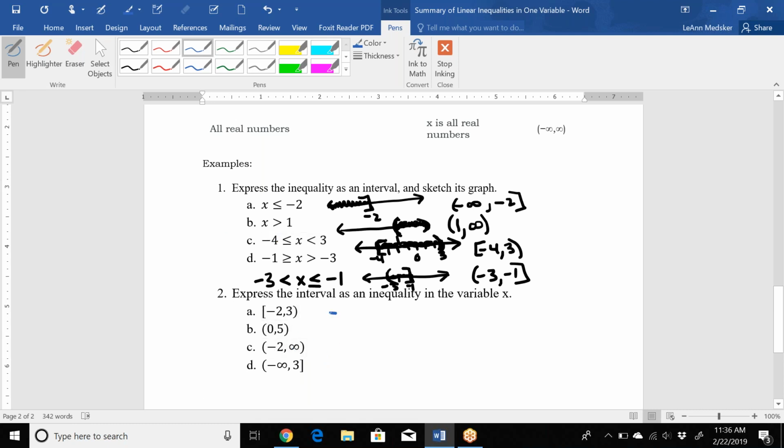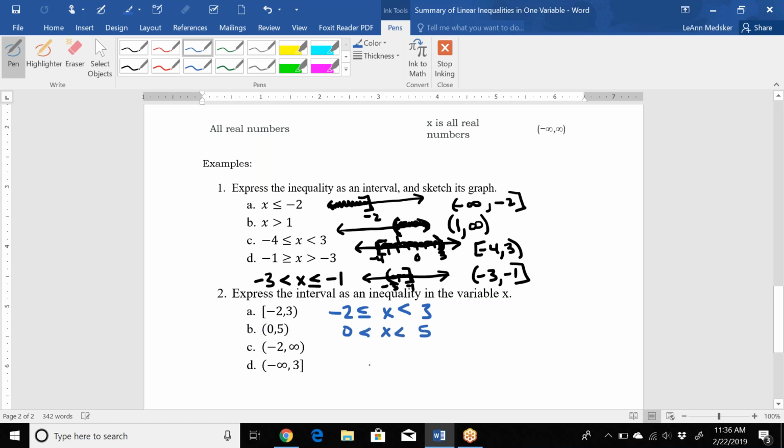So this would be -2 ≤ x < 3, because it's in order from least to greatest. This is going to be less than or equal to, and this is just going to be less than. You should never have two inequalities opening up to the middle or pointing both to the middle. It should always be in a string where they're headed in the same direction, because this is in order from least to greatest. And then this would be 0 < x < 5, and they're both parentheses, so they're both going to be less thans.